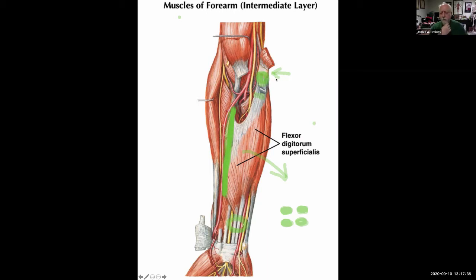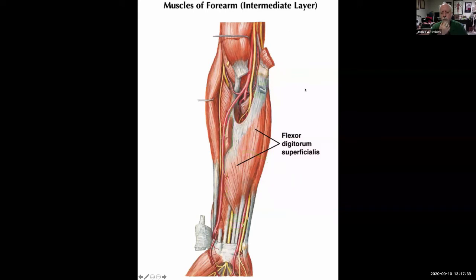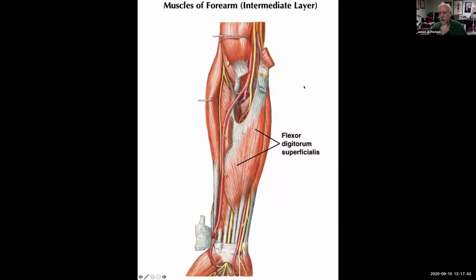Question. So flexor digitorum, that one has 4 tendons, right? Flexor digitorum superficialis has 4 tendons, correct? Okay, and we can only see 2, but the other 2 are underneath it. That's right. Exactly. Oh, okay. Yep.